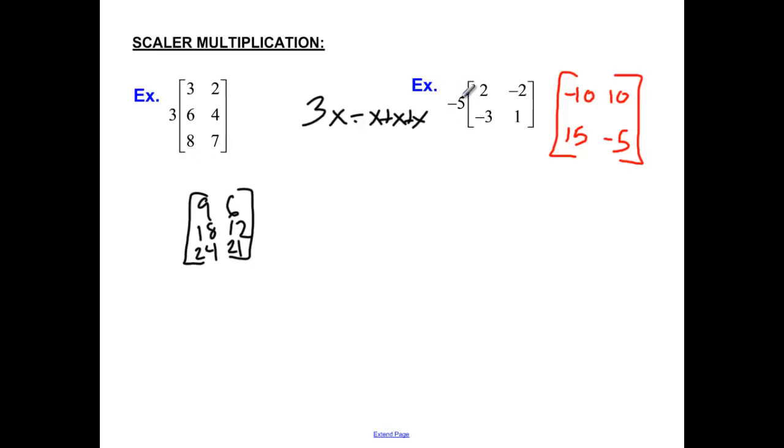Same thing in here, we have a negative scalar, so it just gets multiplied through each position, and we get a new grand total. Okay, so that's how scalars work.